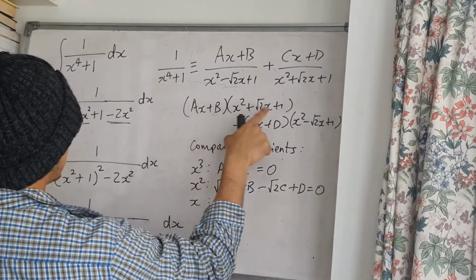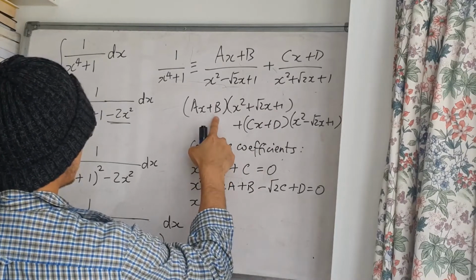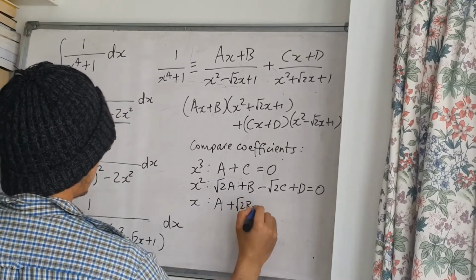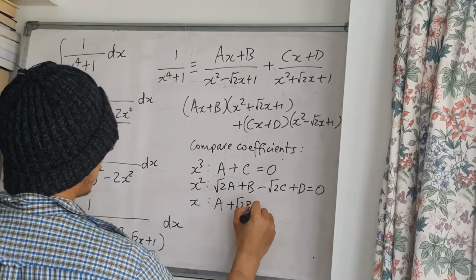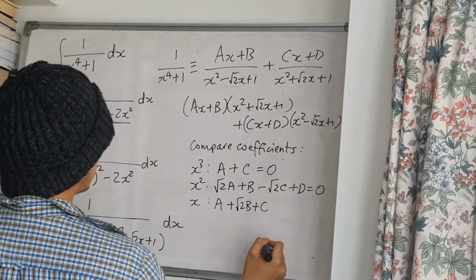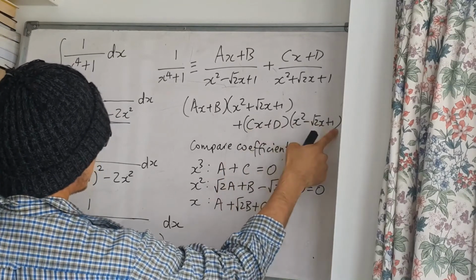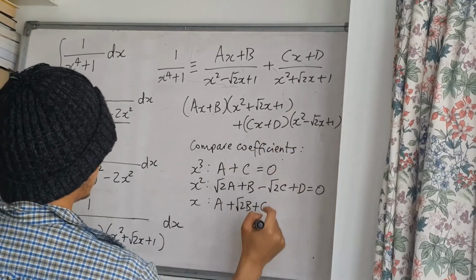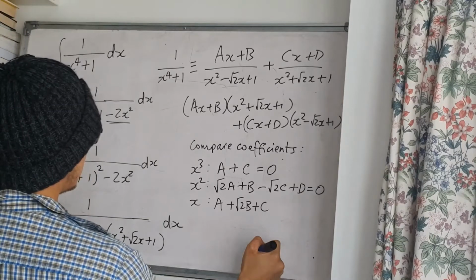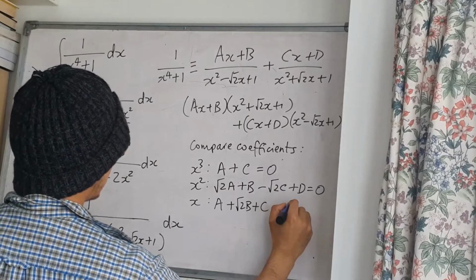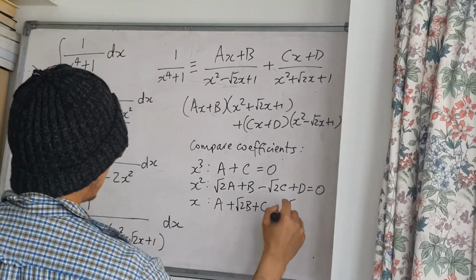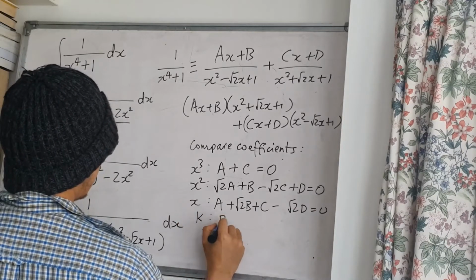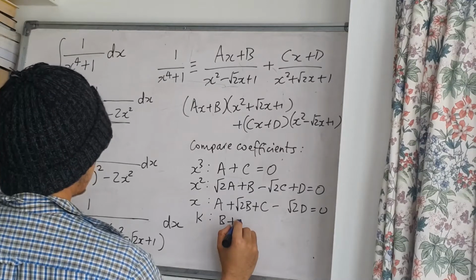Ax times 1 is ax, so you got just a plus b times root 2, which is root 2b, and then minus, you got the cx and the 1, which is plus c, and then d times minus root 2. So minus root 2d is equal to 0. And then for the constant, you're only left with 1, which is plus 1. So b plus d equals 1.